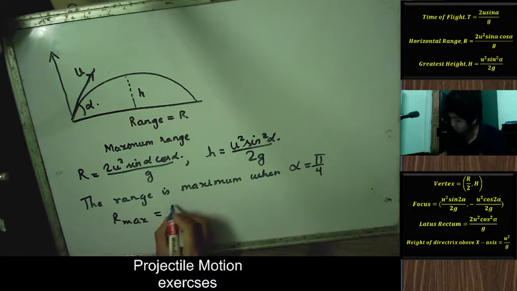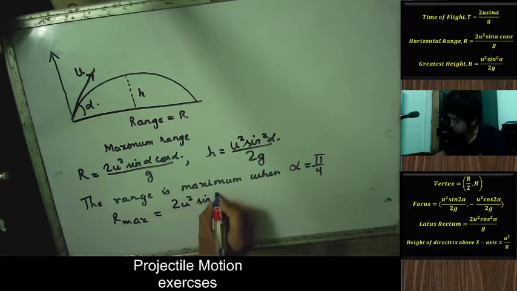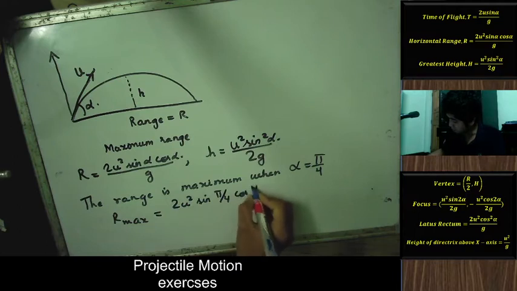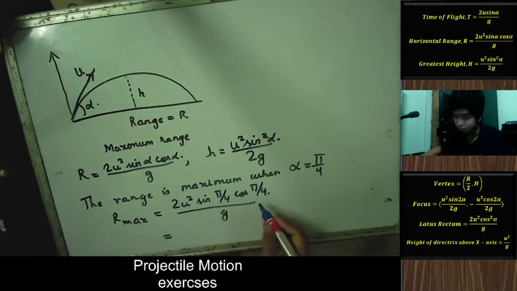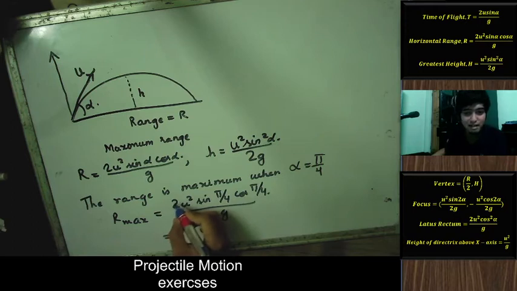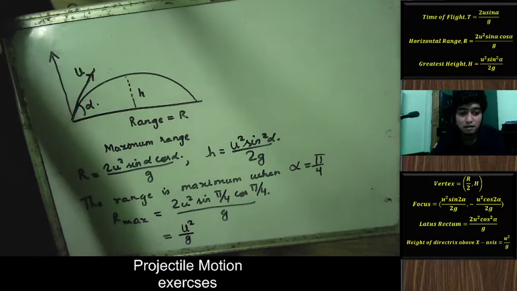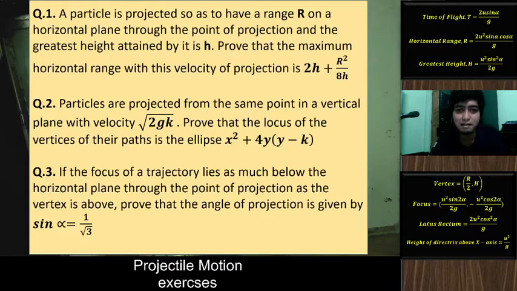R max will be equal to 2u squared sine pi by 4 cos pi by 4 upon g. Sine pi by 4 is 1 by root 2, cos pi by 4 is 1 by root 2. Together they will cancel with this 2, so you will have u squared upon g. So this is what we get. Now let us take a look at the question again. We have got R max. Now we just want to show that the maximum horizontal range is 2h plus r squared over 8h.